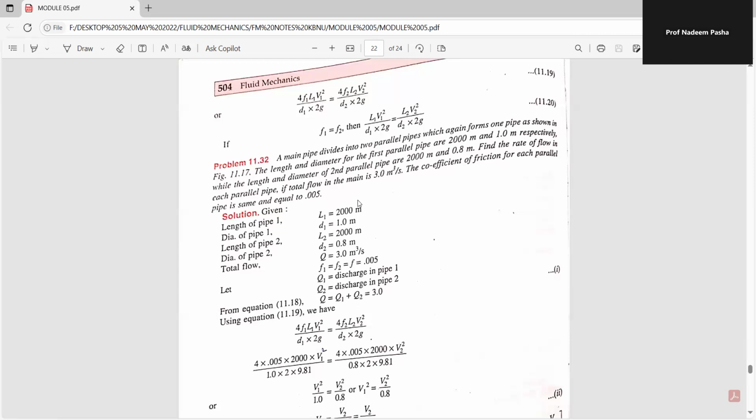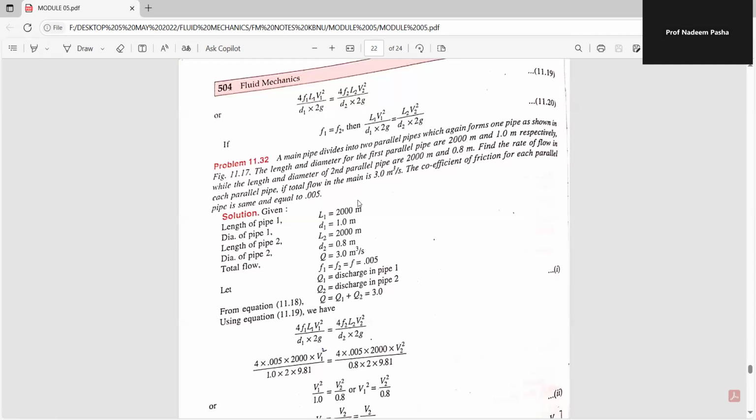Next, let Q1 be the discharge in pipe 1 and Q2 the discharge in pipe 2. As per our definition, the total discharge in the main pipe is equal to the sum of the individual discharges through the pipes when they are connected in parallel. That is, capital Q is equal to Q1 plus Q2. This is given to us as 3 meter cube per second.